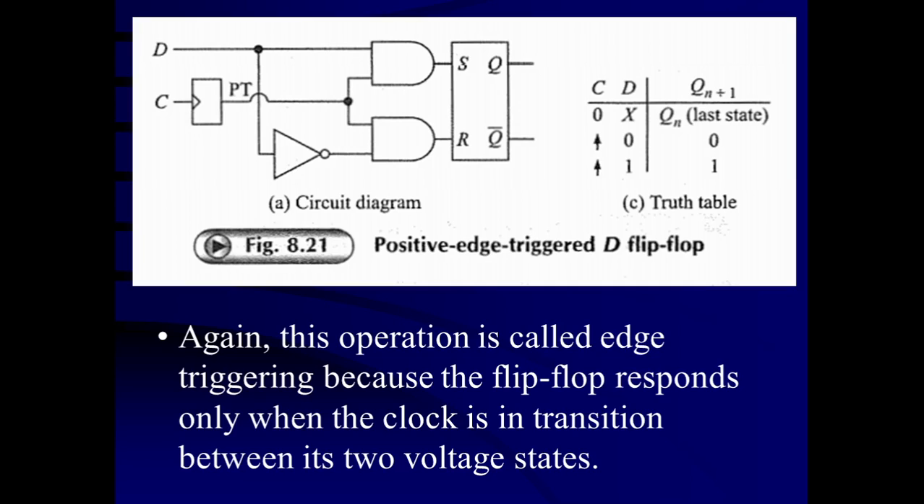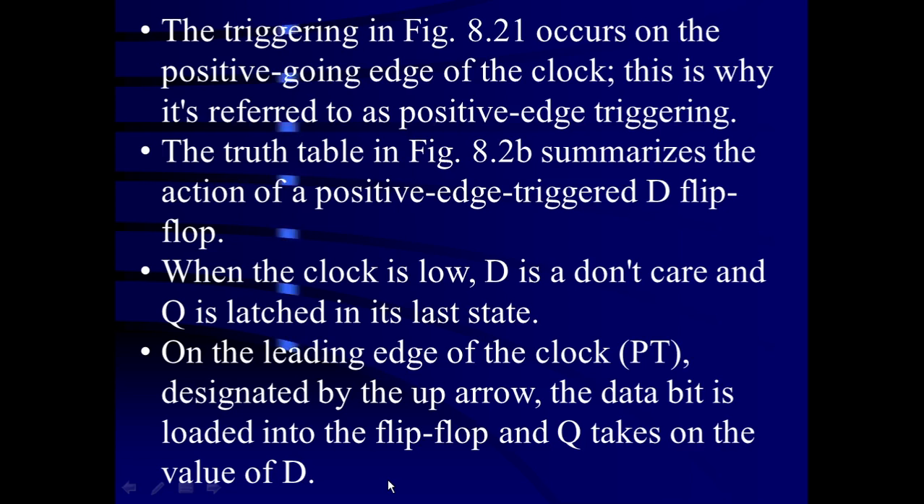inputs. Again, this operation is called edge trigger because the flip-flop responds only when the clock is in a transition between its two voltage states. The triggering in figure 8.21 occurs on the positive going edge of the clock. This is why it's referred to as positive edge triggered flip-flop. The truth table in figure 8.21b summarizes the action of positive edge triggered D flip-flop.